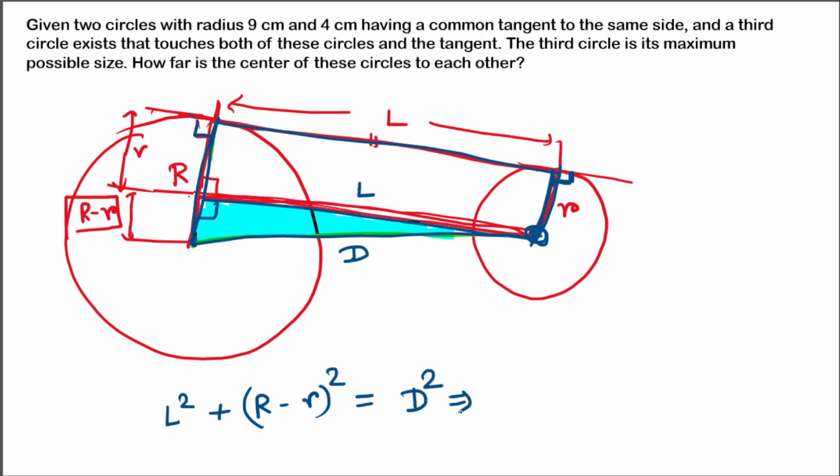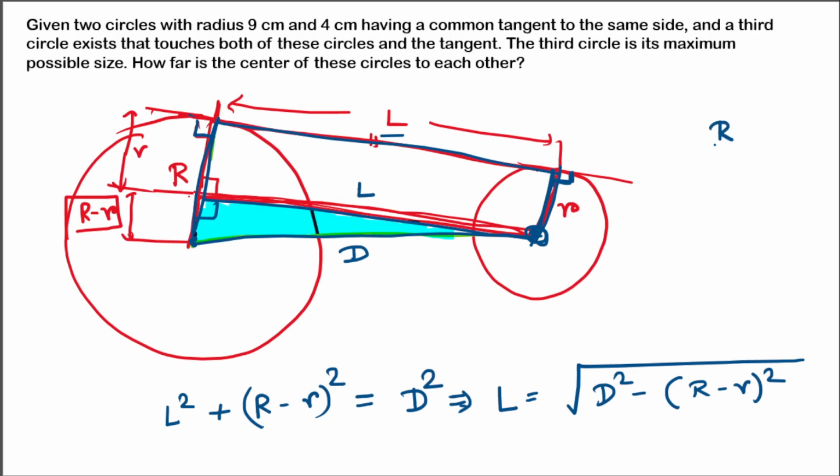So what we are trying to do is find L. So L is under root of D square minus (R minus r) square, right? So what we tried to find out is, if two circles of radius capital R and small r are separated by distance D, what will be the length of the common tangent, right? That is the common tangent on the same side. So that we have found out here.